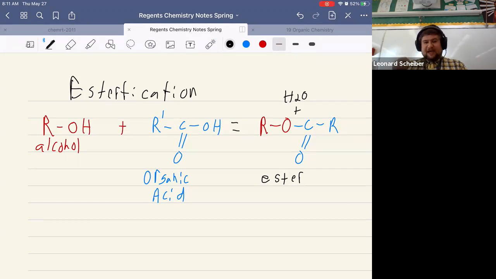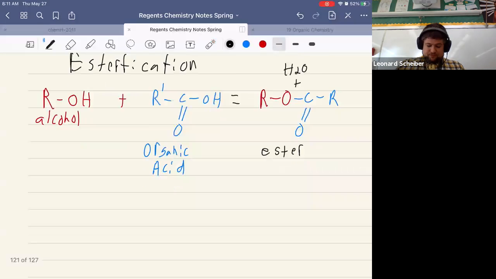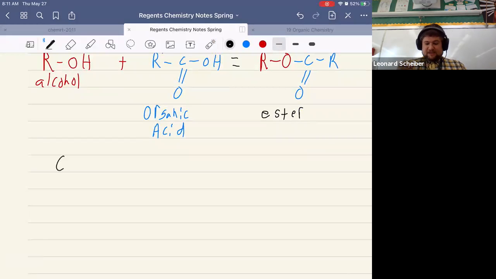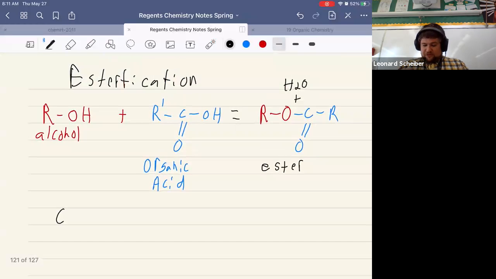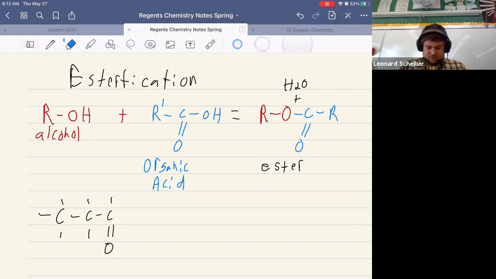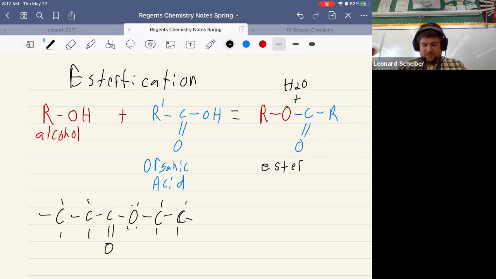For example, let's look at an ester and let's work backwards. Let's deconstruct it. So an ester is this functional group of R, O, C double bonded O to R. So let's do C to C to C, double bond this O, to O to C to C. Right? So let's deconstruct this.